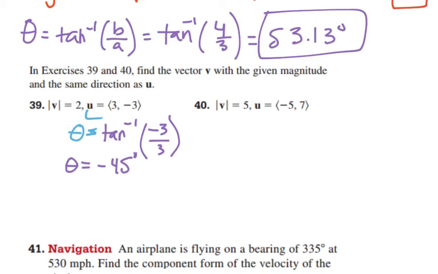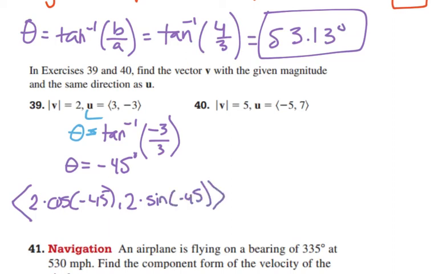So that means that if we're going to make the component form, we're going to need the vector length times cosine of negative 45, and then the vector magnitude times the sine of negative 45. And so our resulting vector is 1.41, and then 2 sine of negative 45 is negative 1.41.